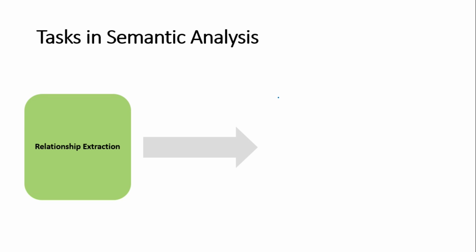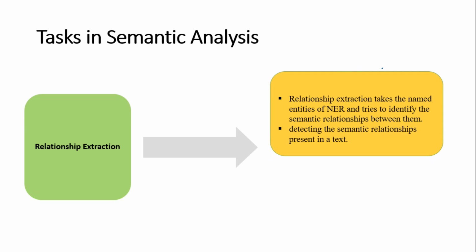Entities, like you have a sentence that David lives in New York. So the word David is represented as the name of a person. Okay, so entity one is person, lives in New York. So New York is identified as a location. So these are the entities. So we try to form the relationships by combining these entities together. So relationship extraction takes the named entity recognition and tries to identify the semantic relationship between them.